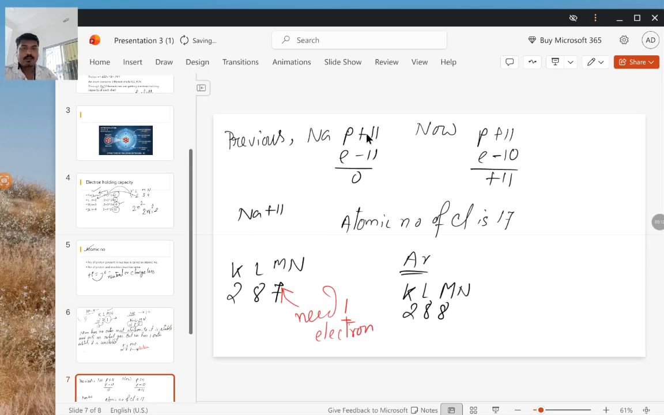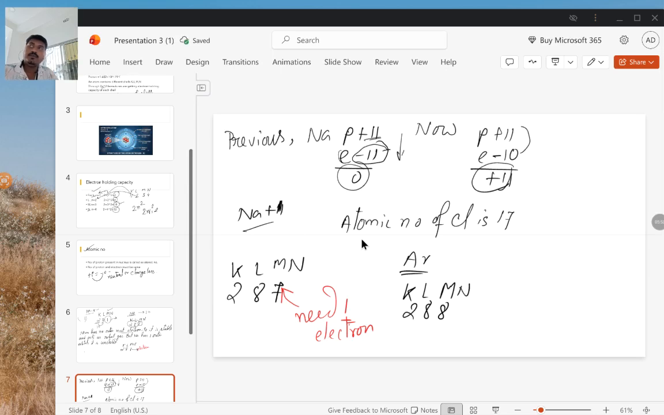Now that means we can say that previously sodium had protons 11 plus and electrons minus 11, so the overall sum was 0. But now sodium loses 1 electron, which means the number of electrons is reduced. So it becomes minus 10. So plus 11 and minus 10 become plus 1. That's why we write it like this: Na+1.